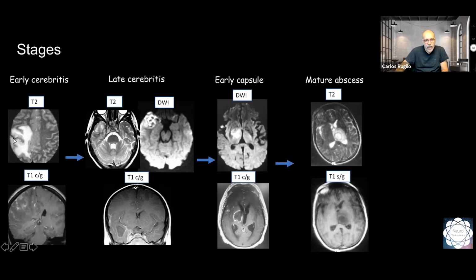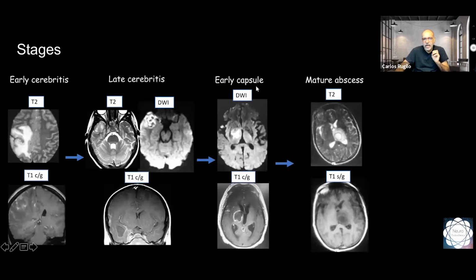Here we have some hypointense linear areas that may be due to hemorrhage, which is more frequent in children, as we said. Then we have the late cerebritis phase. On T2, you can see in this temporal lobe abscess the presence of more focal hyperintense lesion with some heterogeneous pattern of restriction and diffusion, and a very, very thin linear pattern of enhancement.